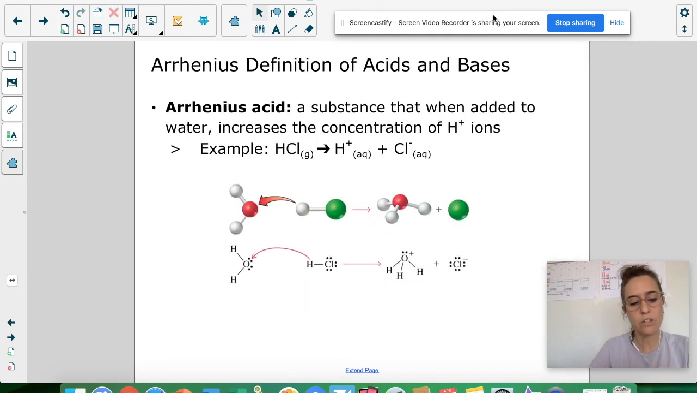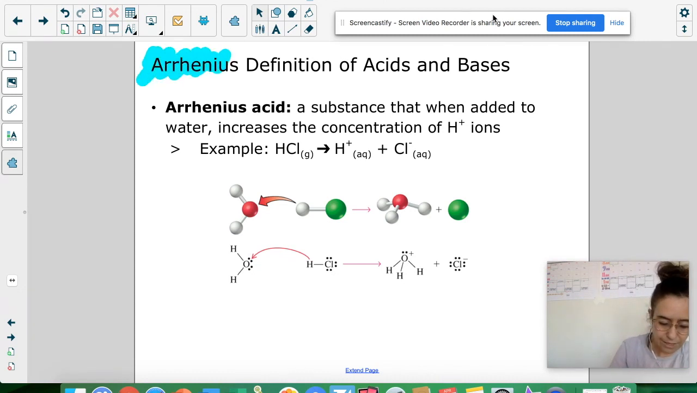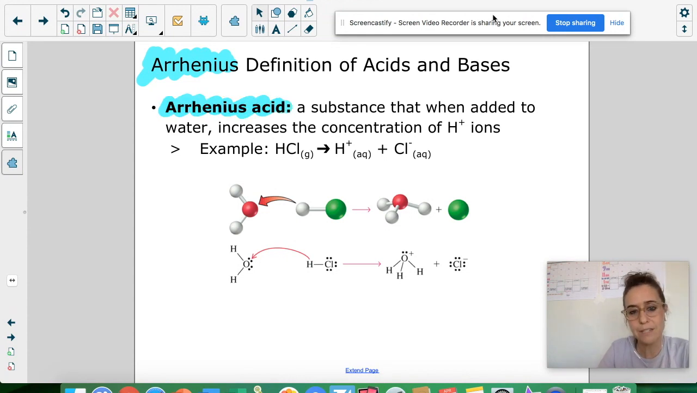There are different definitions to explain what an acid is and what a base is. But there are two main definitions. The first definition is the definition of Arrhenius. Arrhenius defined the acids and the bases based on the amount of protons, the amount of hydrogen ions they had. So an Arrhenius acid is a substance that, when you dissolve it in water, when it's in aqueous solution, is going to increase the concentration of the protons, those ions, in the solution.